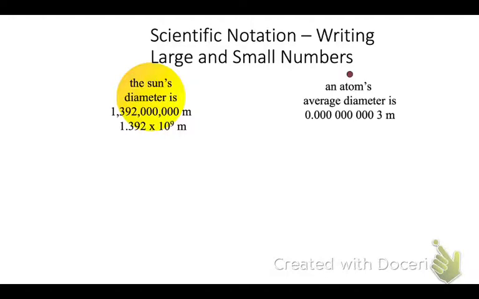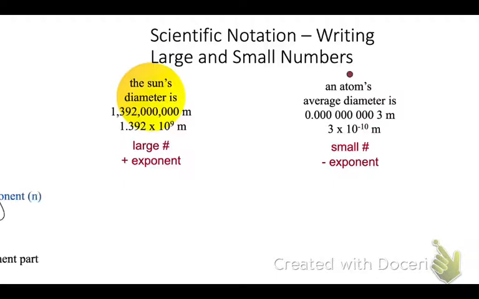Same thing when we express a very small measurement like the average diameter of an atom. It's such a small number that writing it the way it is would make us susceptible to making mistakes. It will be a much more practical way to say 3 times 10 to the negative 10. So when we have a large number, the exponent is a positive value. When we have a small number, the exponent is a negative value.